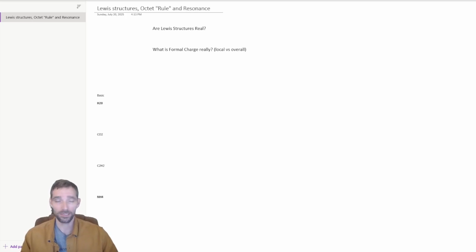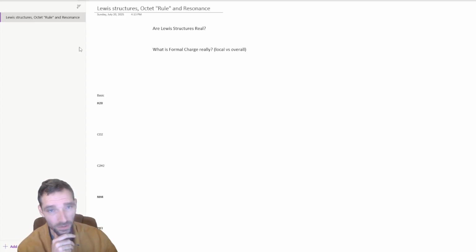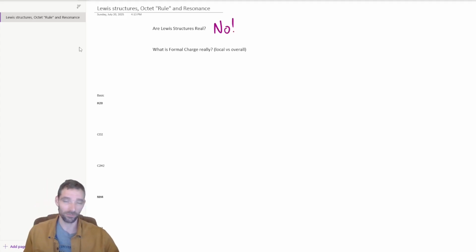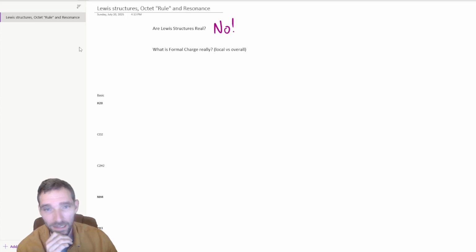When I start teaching Lewis structures, I ask students if they think these things are real and why. It's a really important place to start because Lewis structures, while they're close to reality, aren't actually real things. So the answer to this is no. Lewis structures are not real. But the question then would be why?